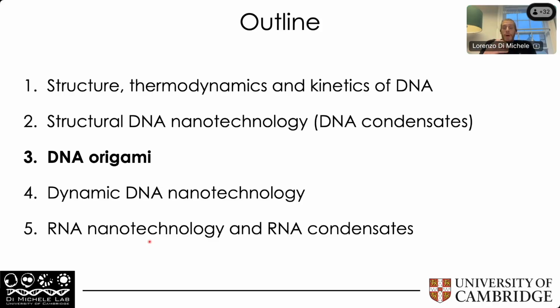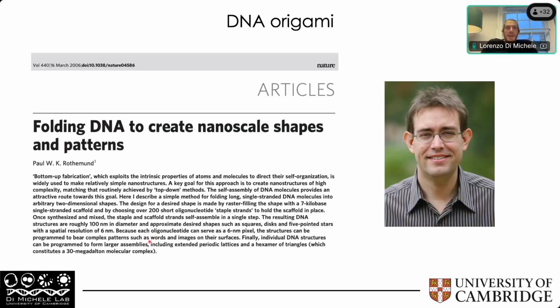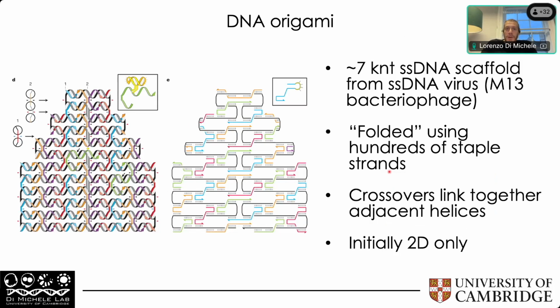So let's now move on to DNA origami, which I'm sure many of you will have heard about. DNA origami was, again, invented by one person, Paul Rothemund, in a very rare single-author Nature paper that you can find here. It's an amazing paper, so again, you should read it. That's Paul Rothemund. And how does DNA origami work?